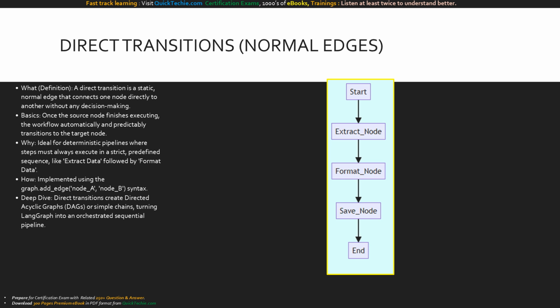This sequence diagram illustrates a perfect use case for direct transitions. Execution flows rigidly from start to the extract node, down to the format node, and finally to the save node. There is no ambiguity, no alternative paths, and no logic required to figure out what happens next. The execution simply follows the predefined arrows.